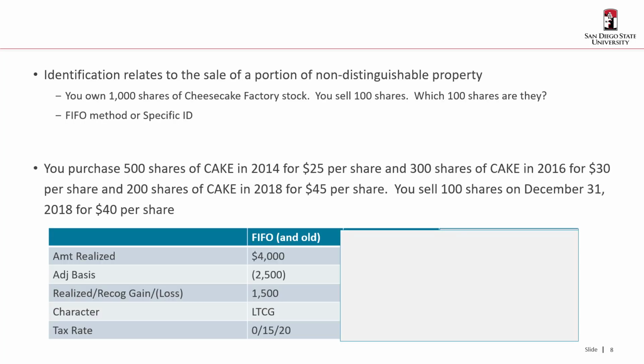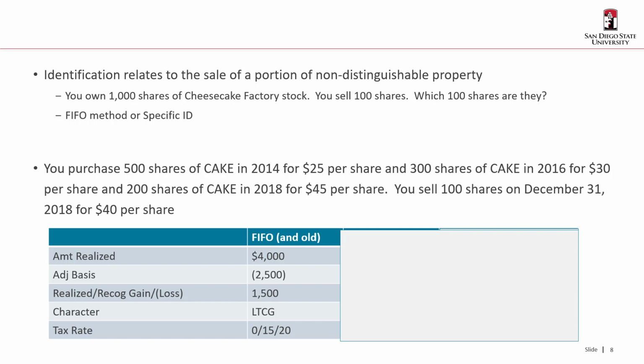Okay, so identification relates to the sale of a portion of what I describe as non-distinguishable property. So think of it as all the property's the same and it's just in a big bucket and you're pulling some out and you're not really sure which one it is. So let's say you own 1,000 shares of Cheesecake Factory stock and you sell 100 shares. Which 100 shares are they? And the tax rules say you can use either the FIFO method or specific ID. So there are no other choices. You can't use LIFO, can't use weighted average. It's either FIFO or specific ID.